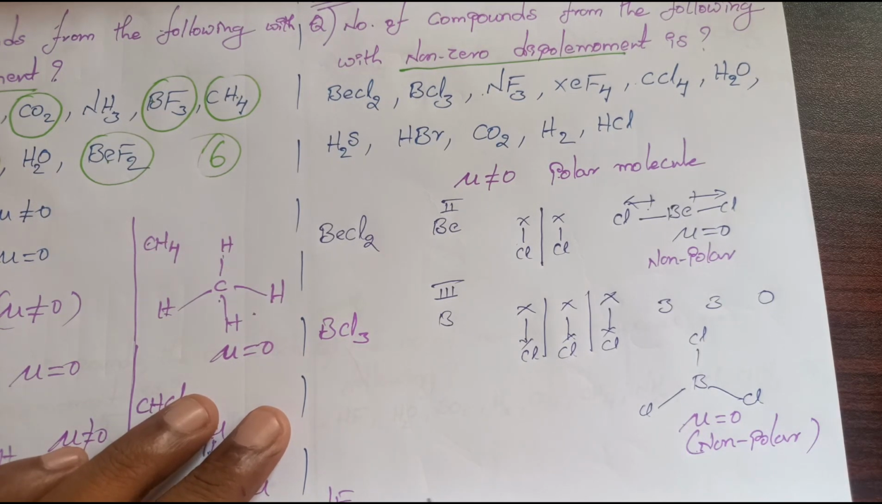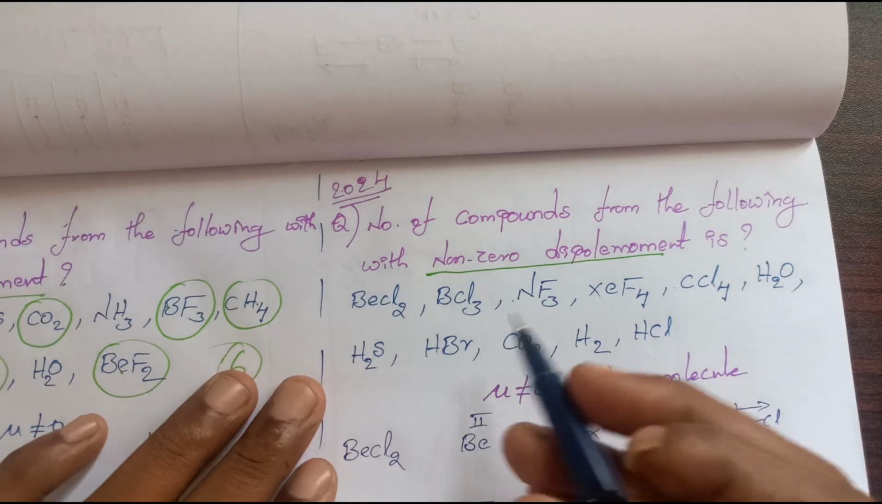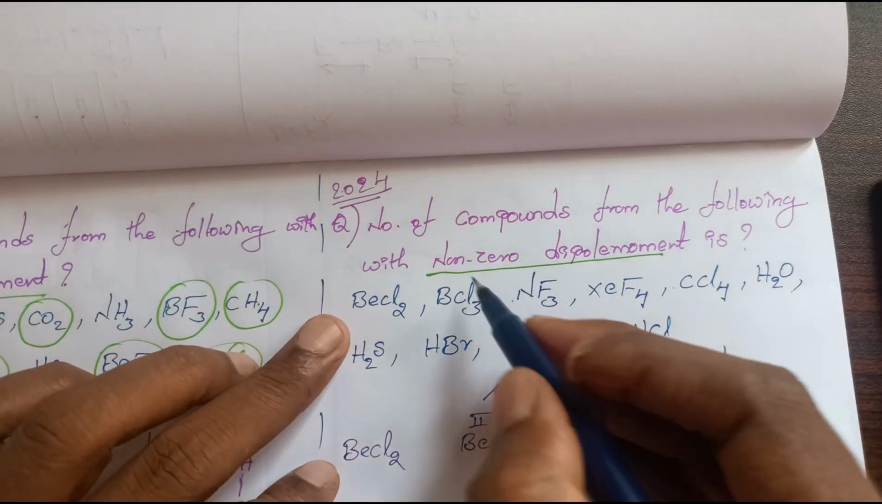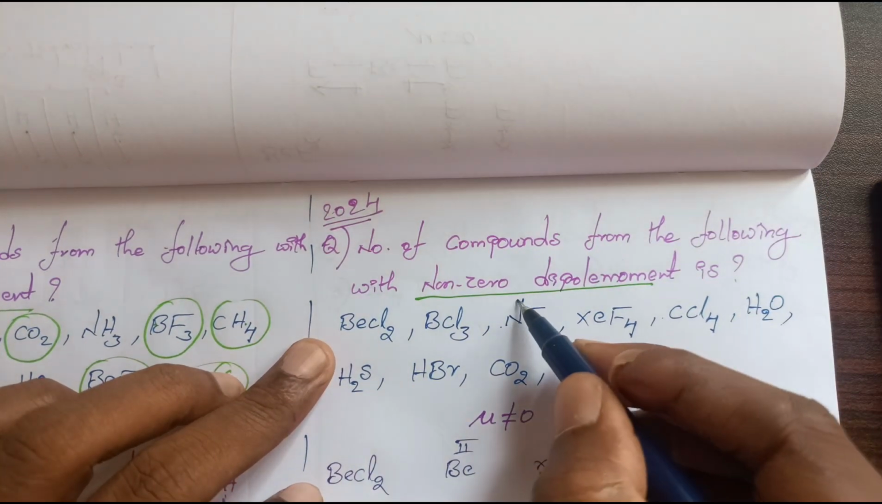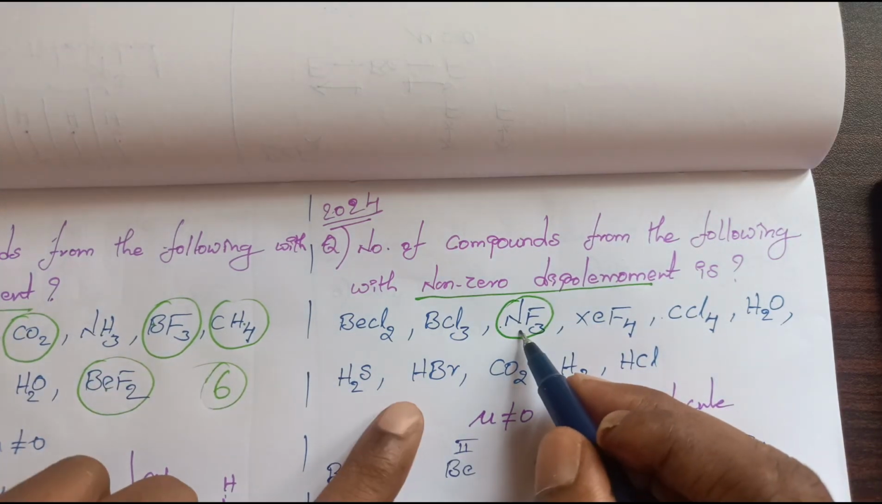NF3 central atom is nitrogen, group number 5, valence electrons 5. What is the shape of NF3? Pyramidal, like ammonia. So pyramidal, dipole moment not equal to 0. It is a polar molecule. Based on this point, observe which of the given molecules have non-zero dipole moment, that is, are polar. NF3 is a polar molecule because of its pyramidal arrangement.